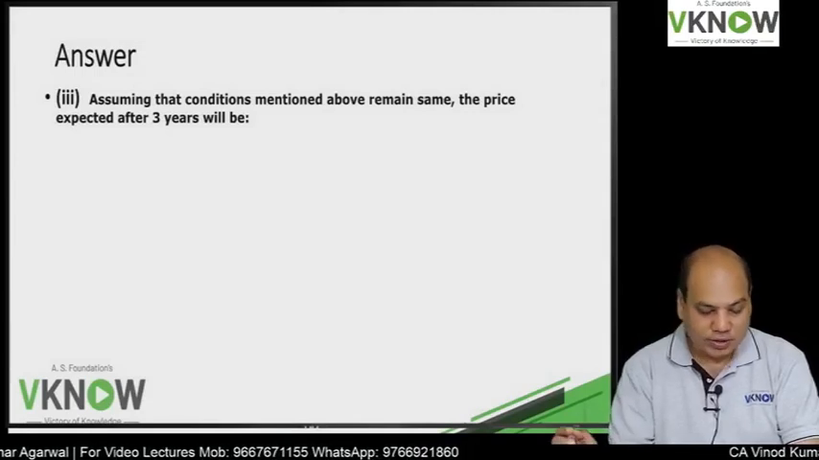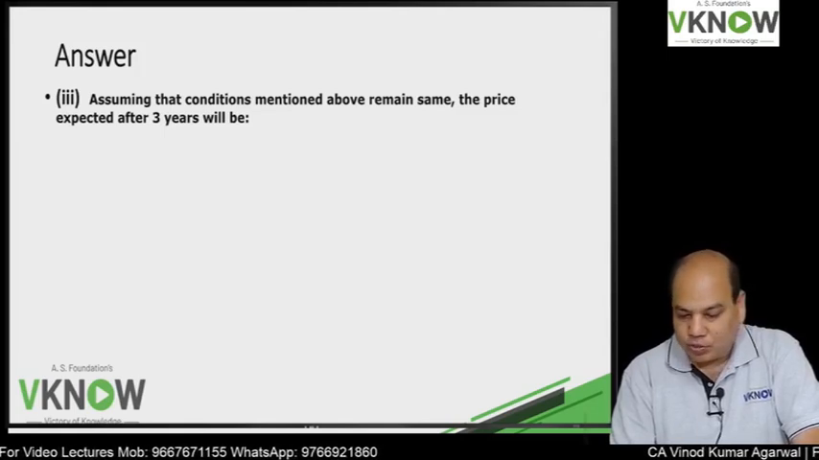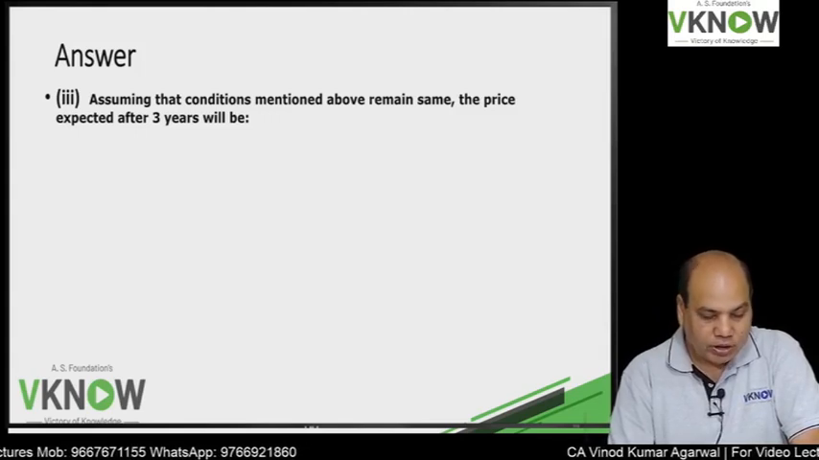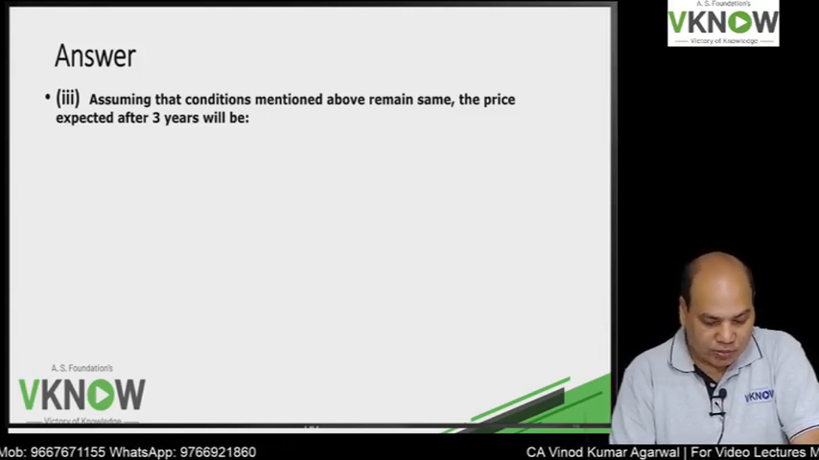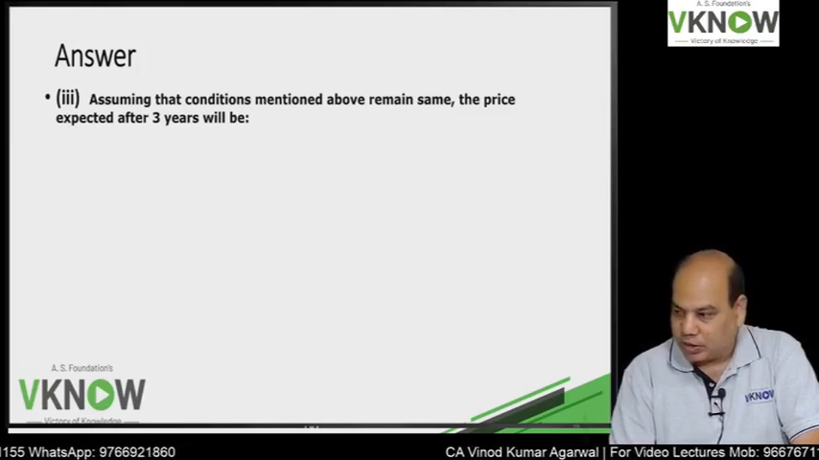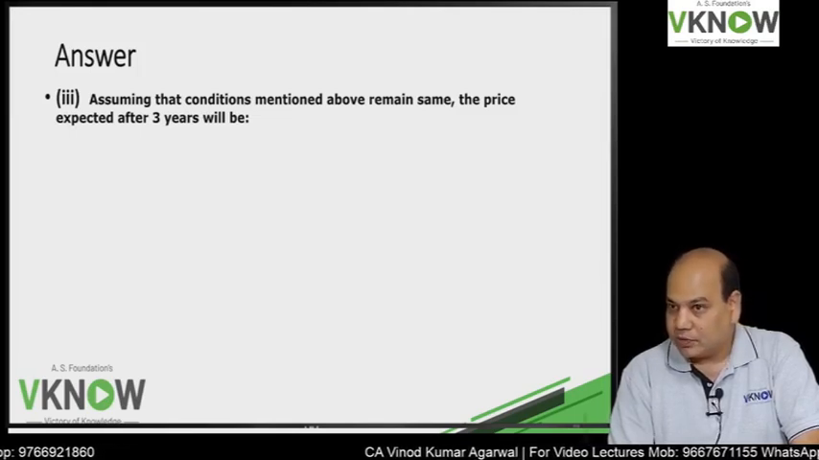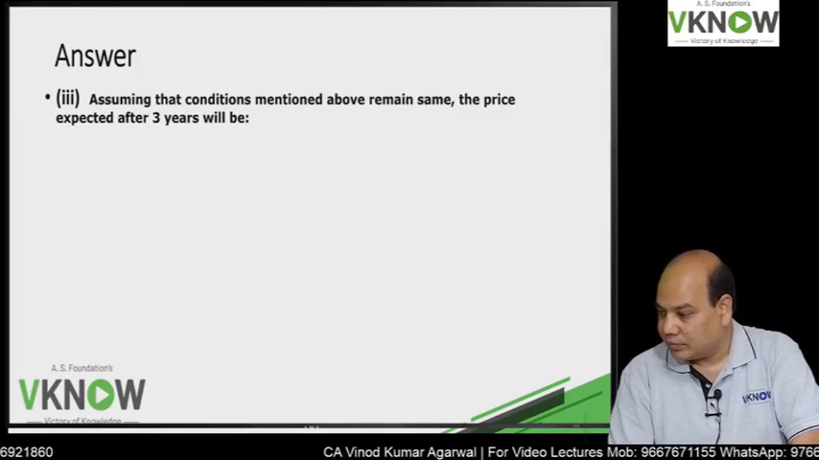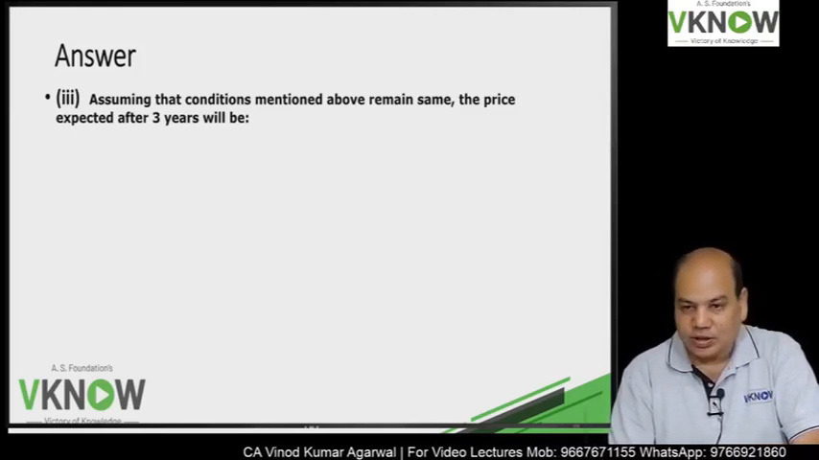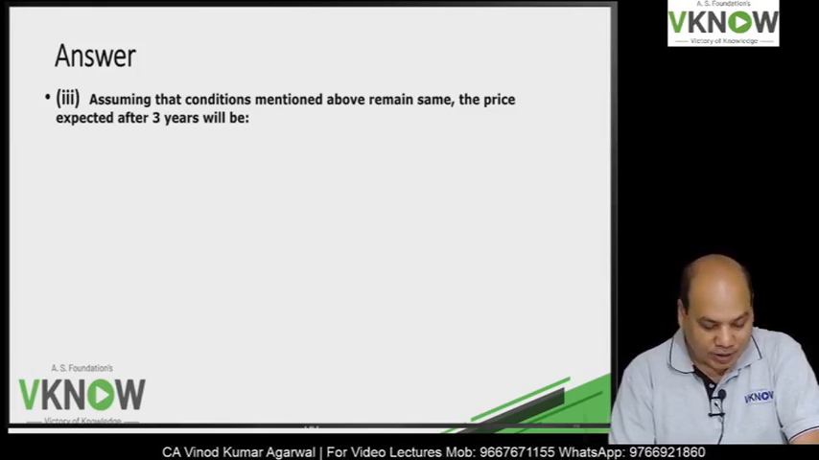So the competition begins. Please reply with the third answer. Write down the answer of part 3. Assuming that the conditions mentioned above remain the same, the price expected after 3 years will be... try, I am waiting for your answer. What will be P3? P3 will be D4 upon K minus G.